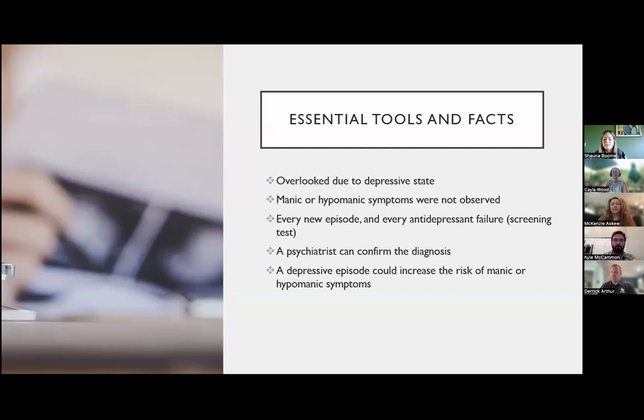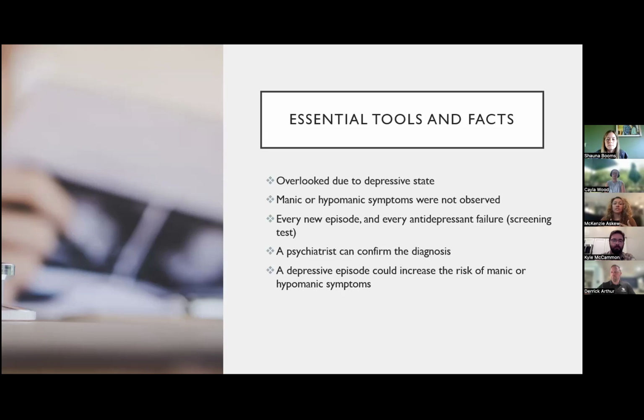So, when looking at the essential tools and facts for a clinician when it comes to diagnosing bipolar disorder, oftentimes it can be overlooked or it can go to a severe diagnosis rather than being depressed. Say if somebody was diagnosed with depression, they can actually have the possibility of having bipolar disorder, but because they were already in such a depressive state, that was the only thing the doctor had focused on instead of looking at the manic or hypomanic symptoms.